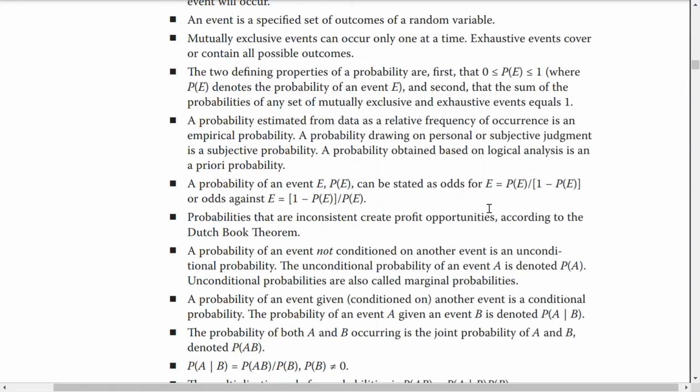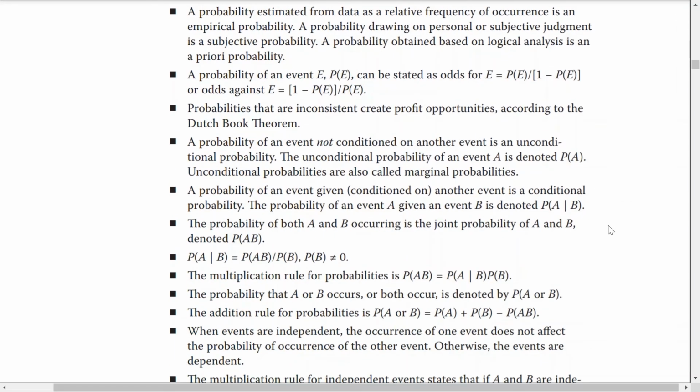A probability estimated from data as a relative frequency of occurrence is an empirical probability. A probability drawing on personal or subjective judgment is a subjective probability. A probability obtained based on logical analysis is an a priori probability.